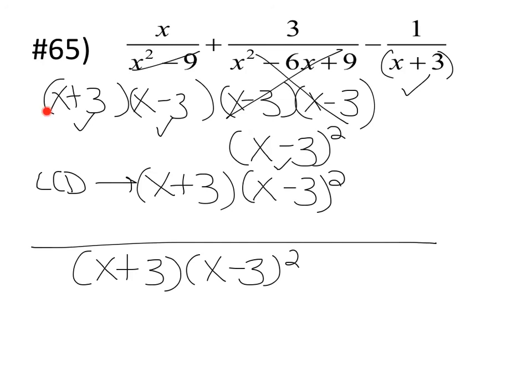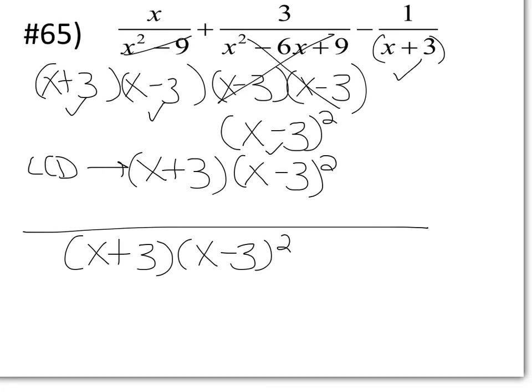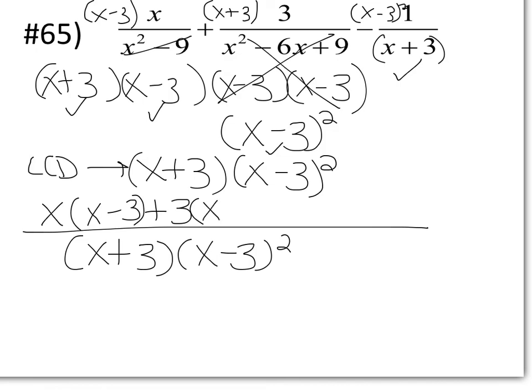Okay, so x plus 3, x minus 3 is missing one of the x minus 3's. x minus 3 squared is just missing an x plus 3. And then x plus 3 is missing an x minus 3 squared. So here I've got x times x minus 3, plus 3 times x plus 3, minus 1 times x minus 3 squared.